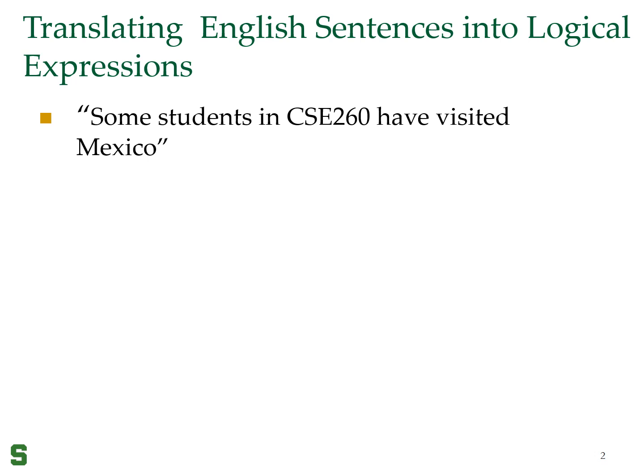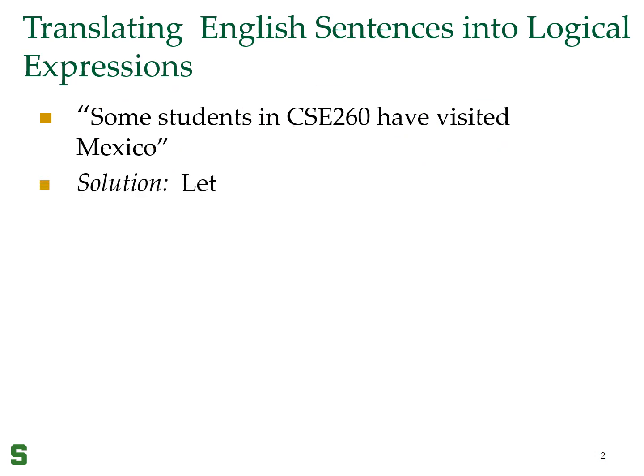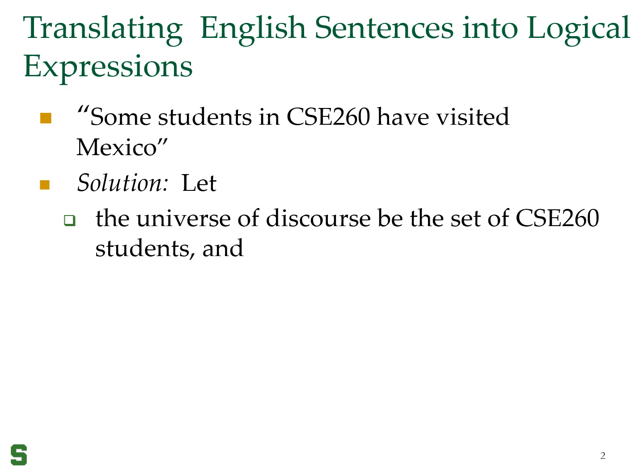Let's say we have a statement that says some student in CSE 260 have visited Mexico. So let's look at some keywords here. We have some, that suggests that we will be using a there exists quantifier. We will have to have some sort of a predicate that says visited Mexico. We'll have to refer to somehow CSE 260, etc. So first thing we have to do is define what the universe of discourse is. So we can say that the universe of discourse in this case is CSE 260 students.